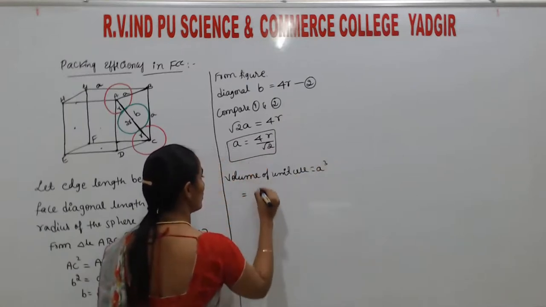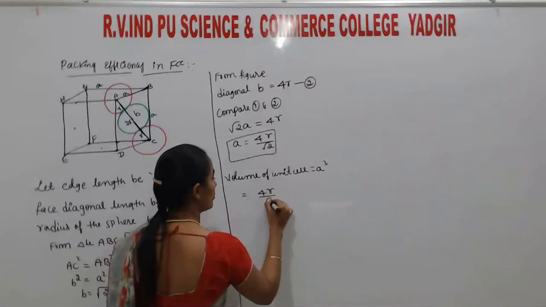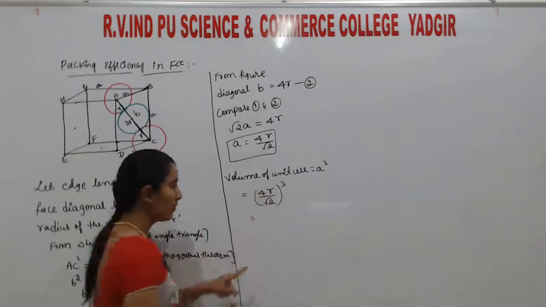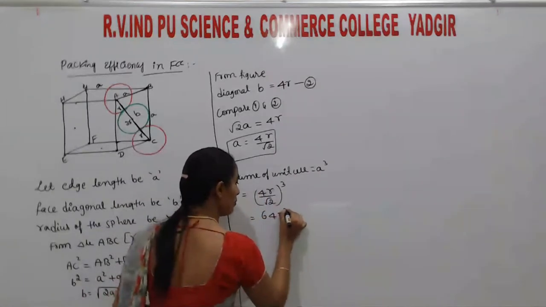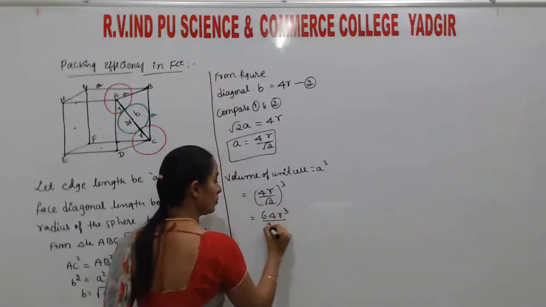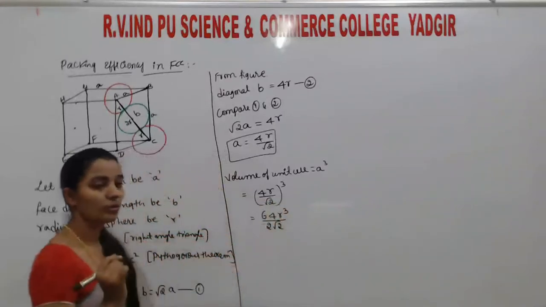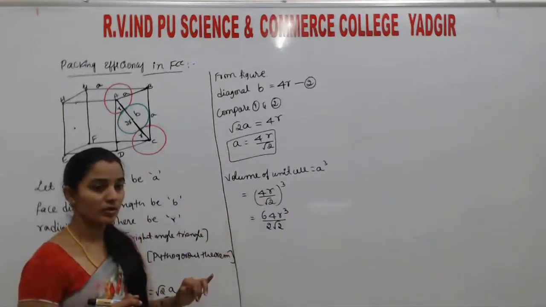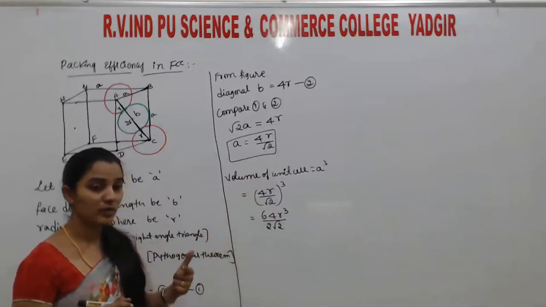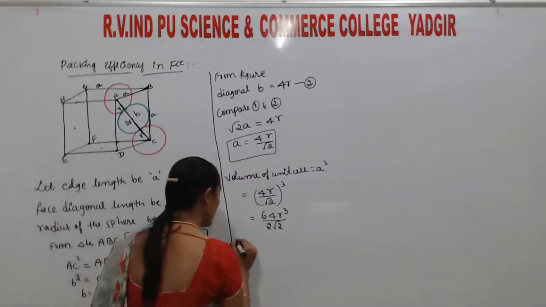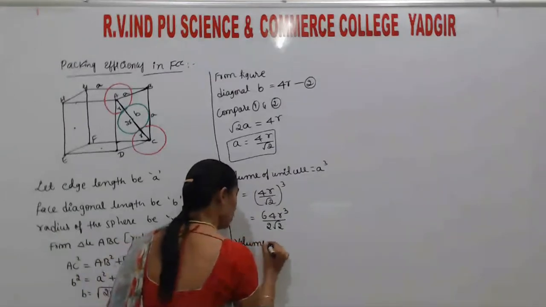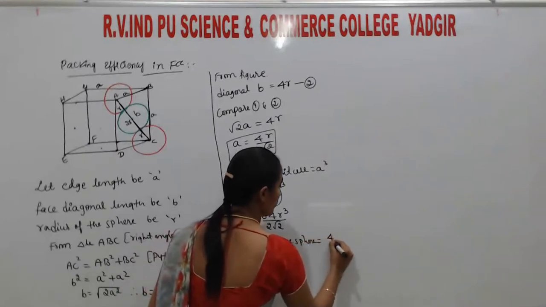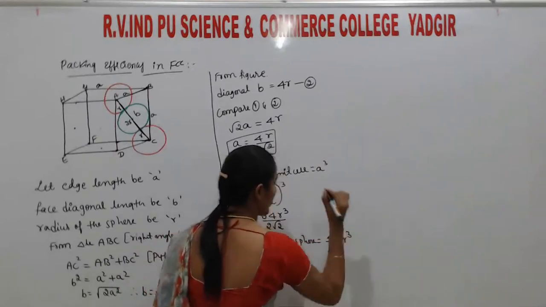A value is how much? 4R divided by root 2, whole cubed. So listen, 4 fours are 16, 16 fours are 64 R cube, divided by 2 twos are 4, root 2 into root 2 into root 2, that is 2 root 2. So this is the volume of the unit cell. Once we got the volume of the unit cell, next we want the volume of the sphere. Now consider the volume of one sphere is equal to 4 by 3 pi r cube.